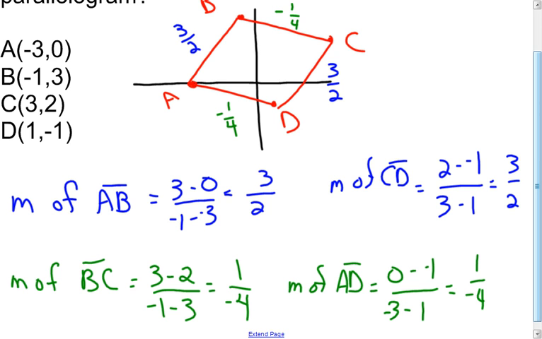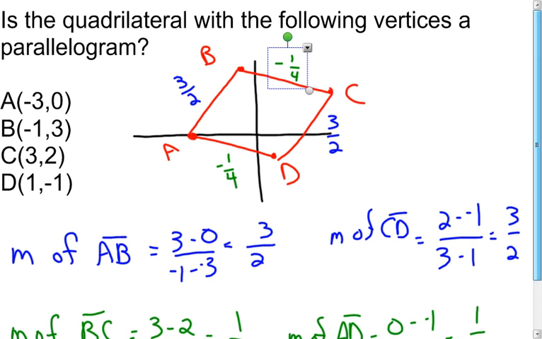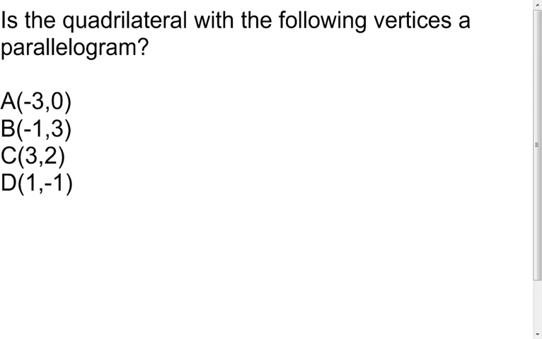Well, this tells me I have 1 set of parallel sides. This tells me I have my second set of parallel sides. So is it a parallelogram? Yes, it is. So that's one way to prove that a quadrilateral is a parallelogram when it's on the coordinate grid. Now another one would be to look at our theorem that said if a quadrilateral has 2 sets of congruent sides, then it is a parallelogram.